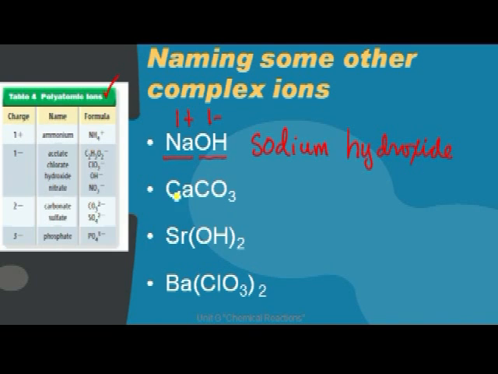For our next one, we've got calcium. Calcium is an alkaline earth metal with an oxidation number that is 2+. Write down the element name calcium. And the next part, we have a polyatomic ion that's CO3. That is carbonate, with a 2- oxidation number. So we write down the name carbonate. So that's calcium carbonate.